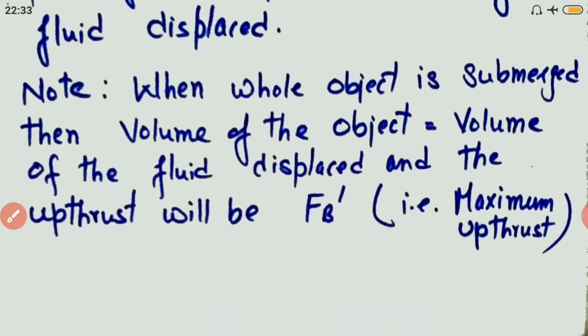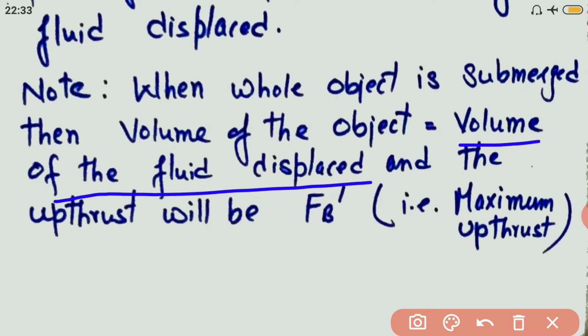The next concept is, when the whole object is submerged, then the volume of the object should be equal to the volume of the fluid displaced, and the upthrust will be FB dash because that's the total upthrust, that is the maximum upthrust. The numerical problems will be easier if this condition is given. If the body is totally submerged, then the volume of the object and the displaced liquid should be the same. Let us start solving the numerical problems.